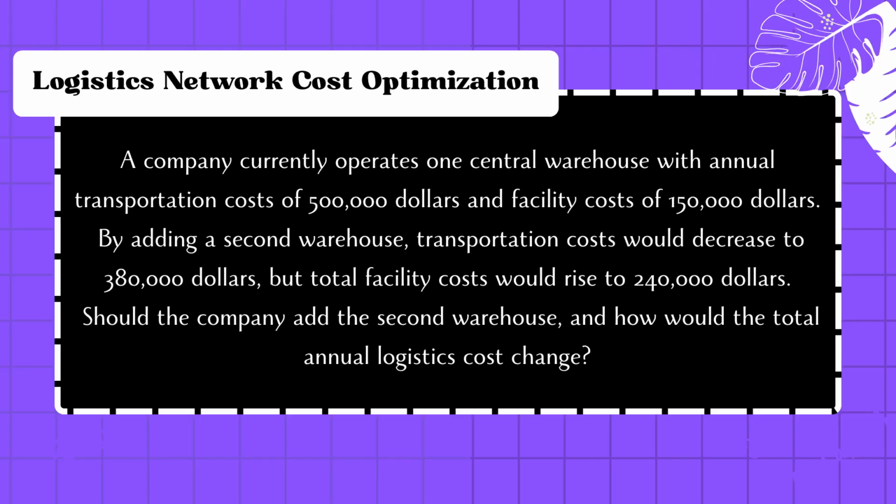Problem 10. Logistics network cost optimization. A company currently operates one central warehouse. Every year, it spends $500,000 on transportation and $150,000 on warehouse operations. Management is considering adding a second warehouse. If they do, transportation costs would fall to $380,000, but total warehouse costs would rise to $240,000. Should the company add the second warehouse, and how would the total annual logistics cost change?